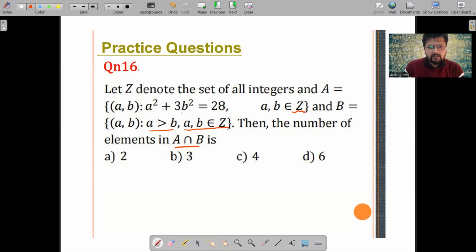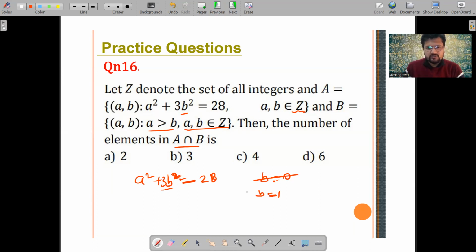Okay. See, how many values can I put for b? Suppose I have a square plus 3b square is equal to 28, right? After putting the value of b and subtracting from 28, a square should be a perfect square, right? So if I start with b equals 0, a square is equal to 28, and that is not a perfect square. So b cannot be equal to 0.